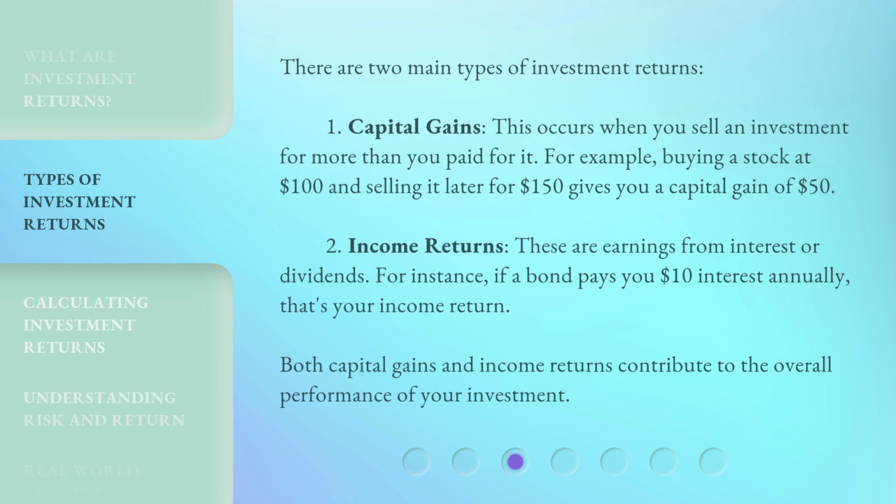There are two main types of investment returns. 1. Capital gains. This occurs when you sell an investment for more than you paid for it. For example, buying a stock at $100 and selling it later for $150 gives you a capital gain of $50. 2. Income returns. These are earnings from interest or dividends. For instance, if a bond pays you $10 interest annually, that's your income return. Both capital gains and income returns contribute to the overall performance of your investment.